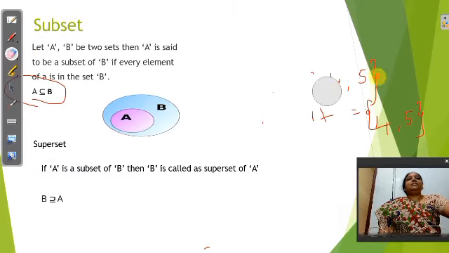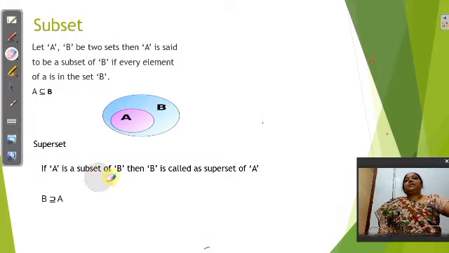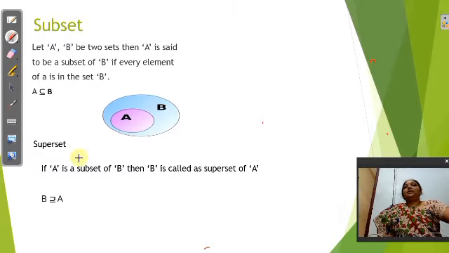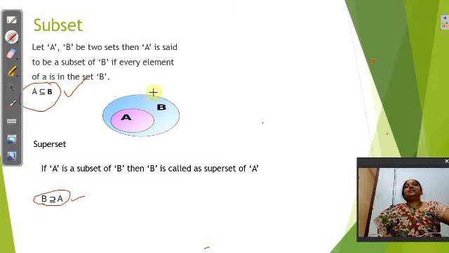Next we will discuss superset. If A is a subset of B, then B is called a superset of A. It is denoted by B is a superset of A. A is a subset of B is denoted symbolically like this, and B is a superset of A is denoted symbolically like this. And this is the Venn diagram of A is a subset of B and B is a superset of A. Okay.